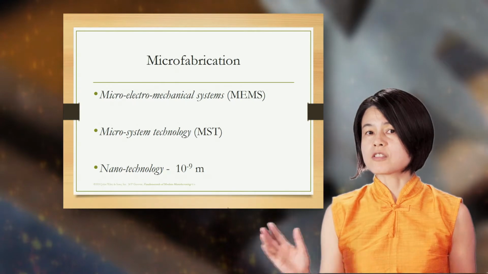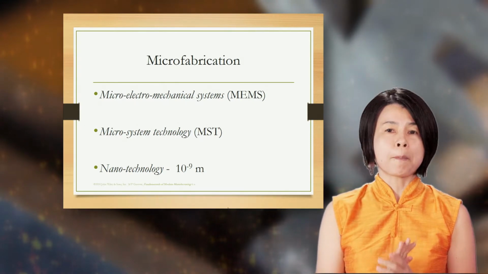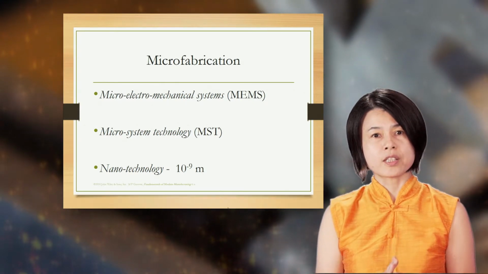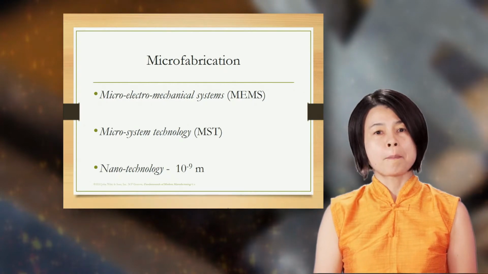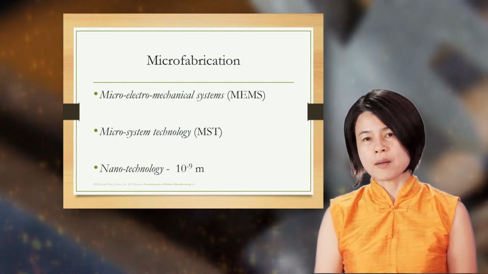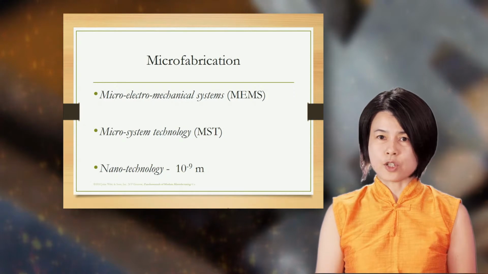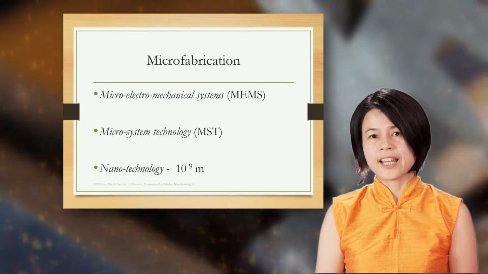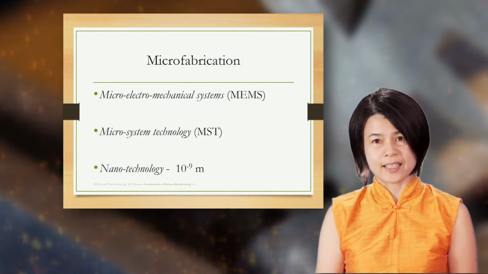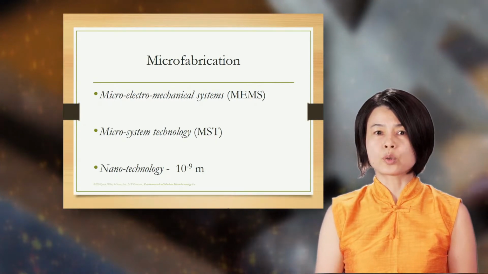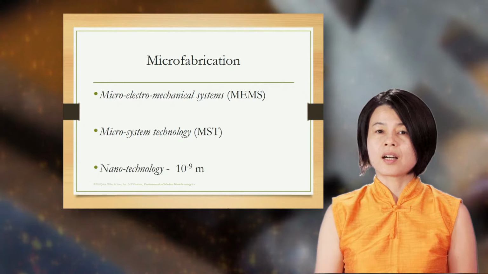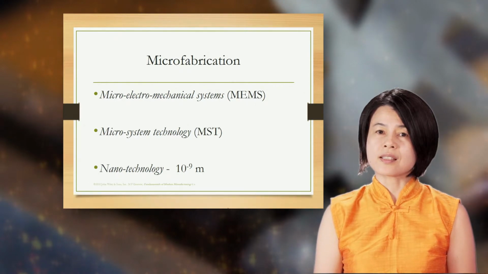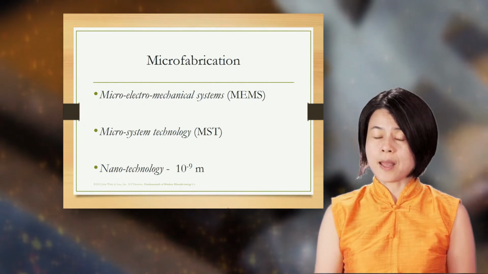There are many terms for microfabrication, like micro-electromechanical systems, MEMS, microsystem technology, MST, or nanotechnology. Nano means the dimensions are even smaller, 10 to the power of minus 9, while micro is 10 to the power of minus 6. As a result, nano is 1,000 times smaller than micro.